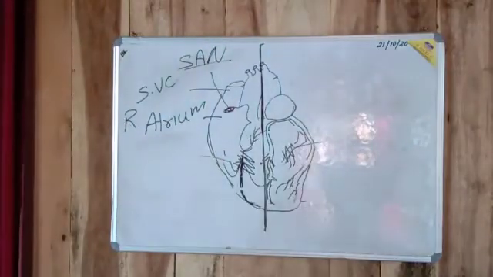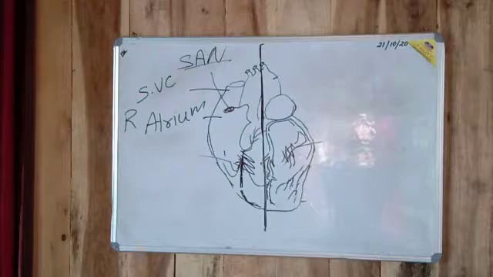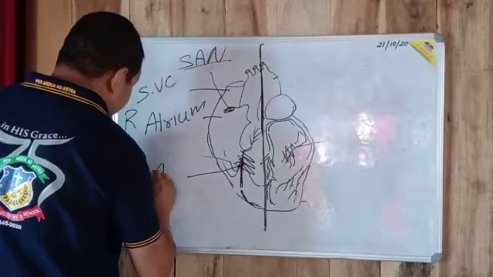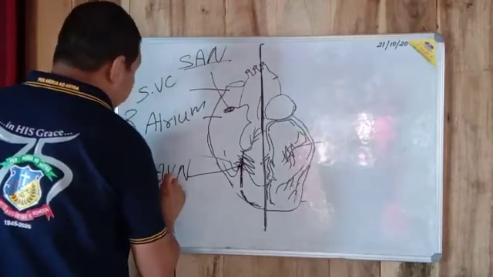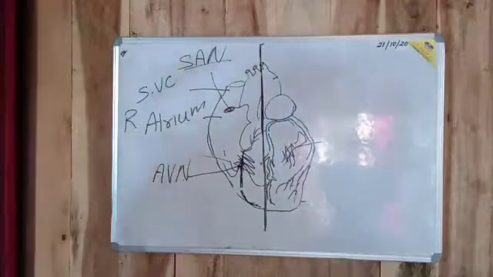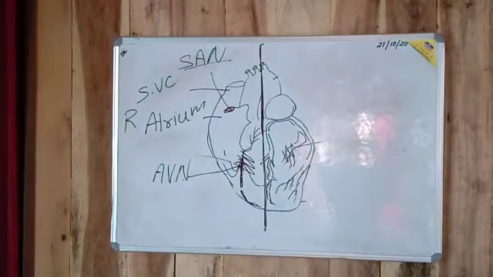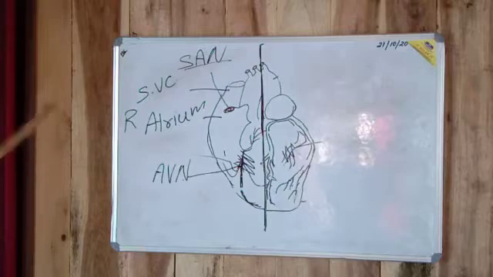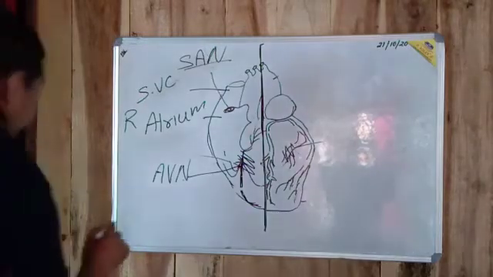The next one we are going to talk about is AVN. The AVN is located in the right atrium in the internal septum, somewhere close to the tricuspid valve. Here is located your AVN, or atrioventricular node. After the atrioventricular node, these nodes bundle up and form an atrioventricular bundle, which is known as the AV bundle.